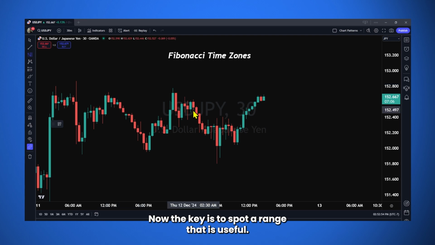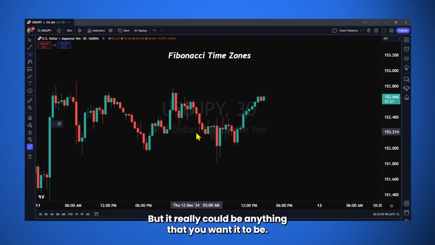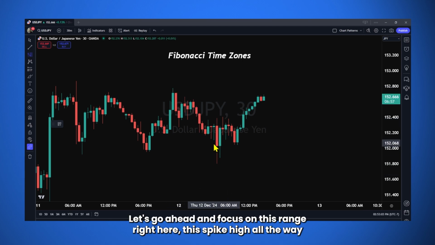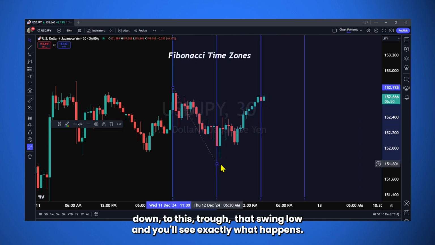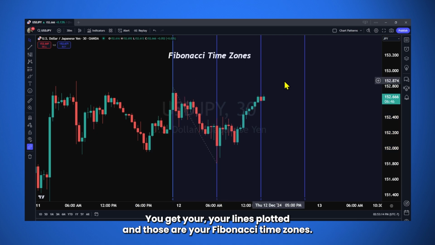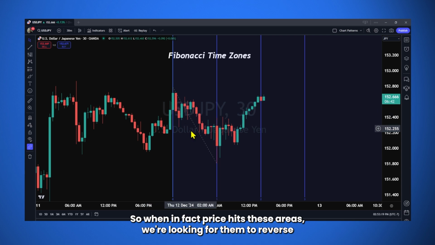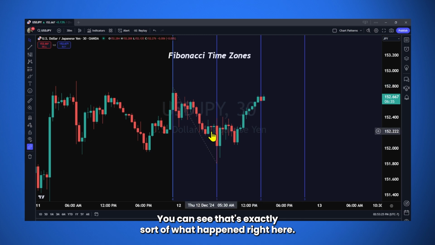Now, the key is to spot a range that is useful. Typically, this is a spike high and a spike low, but it really could be anything that you want it to be. It could be a macro range or a micro range. Let's go ahead and focus on this range right here, this spike high all the way down to this trough, that swing low, and you'll see exactly what happens. You get your lines plotted, and those are your Fibonacci time zones. Each time zone is a reversal point. So when in fact price hits these areas, we're looking for them to reverse, or looking for price to go ahead and change course. You can see that's exactly sort of what happened right here.